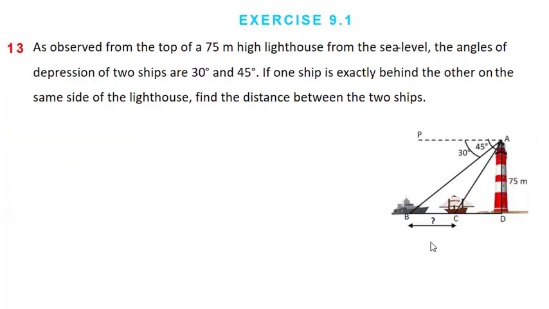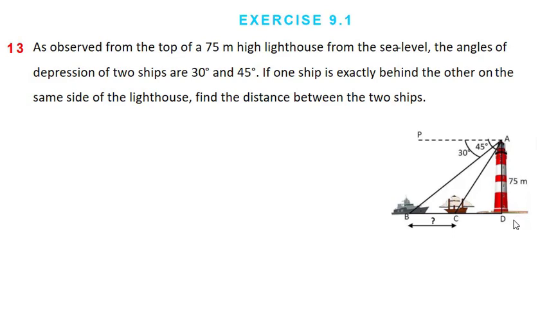Now let us see the next question. As observed, you see the question along with the diagram. As observed from the top of a 75-meter high lighthouse from the sea level, the angle of depression of two ships are 30 degree and 45 degree. If one ship is exactly behind the other on the same side of the lighthouse, find the distance between the two ships. So here we have to find the distance between two ships, that is we have to find the value of BC. Lighthouse AD is given and both the ships are on the same side.